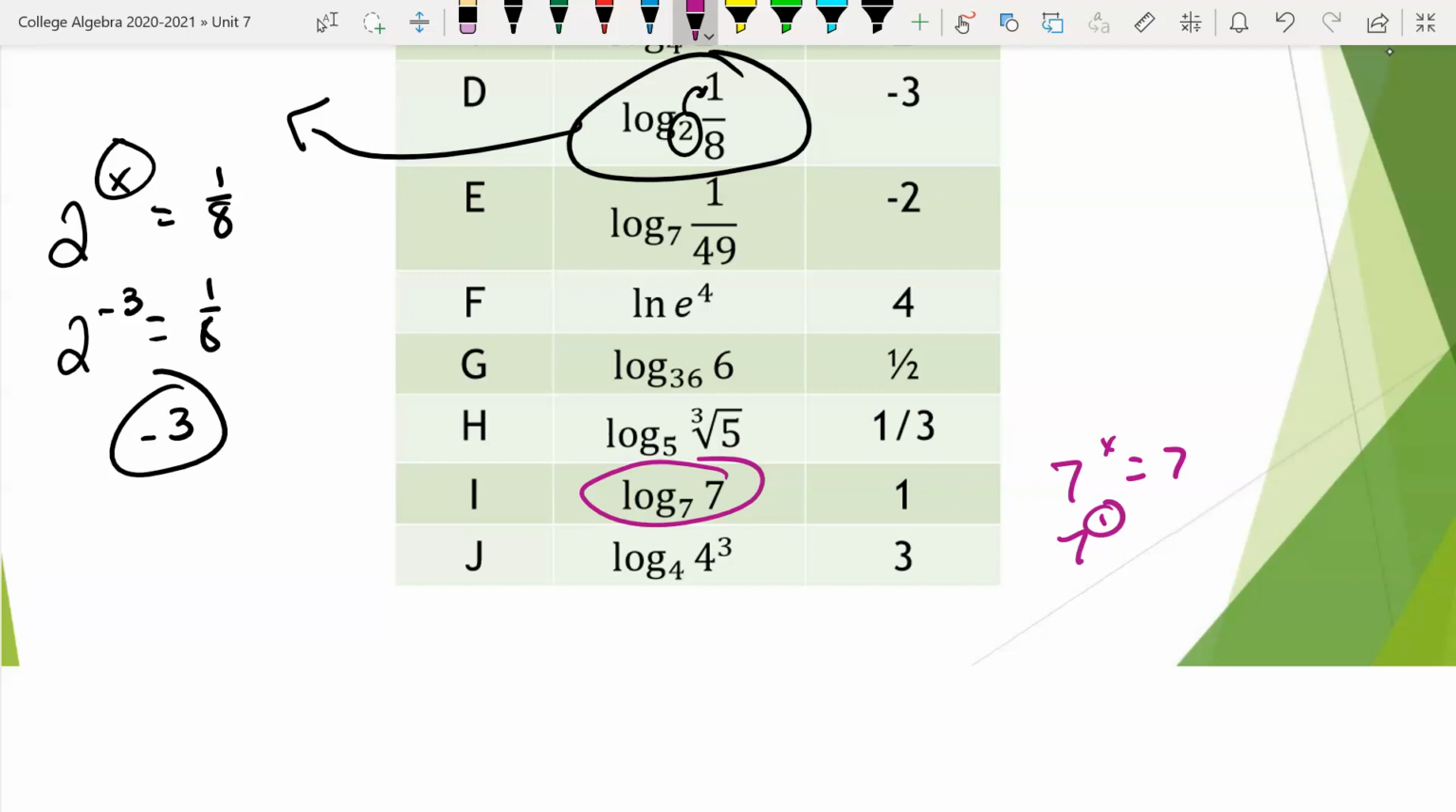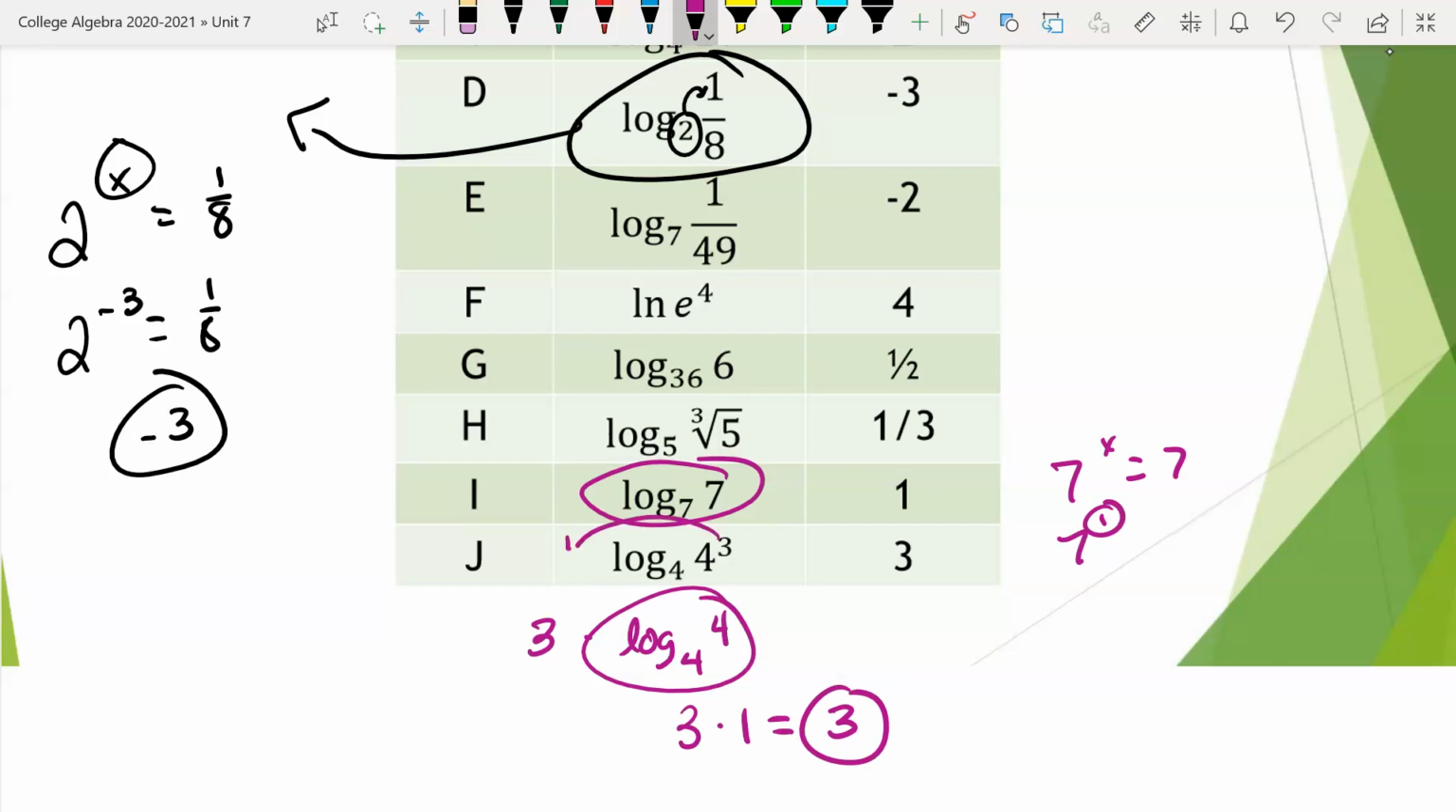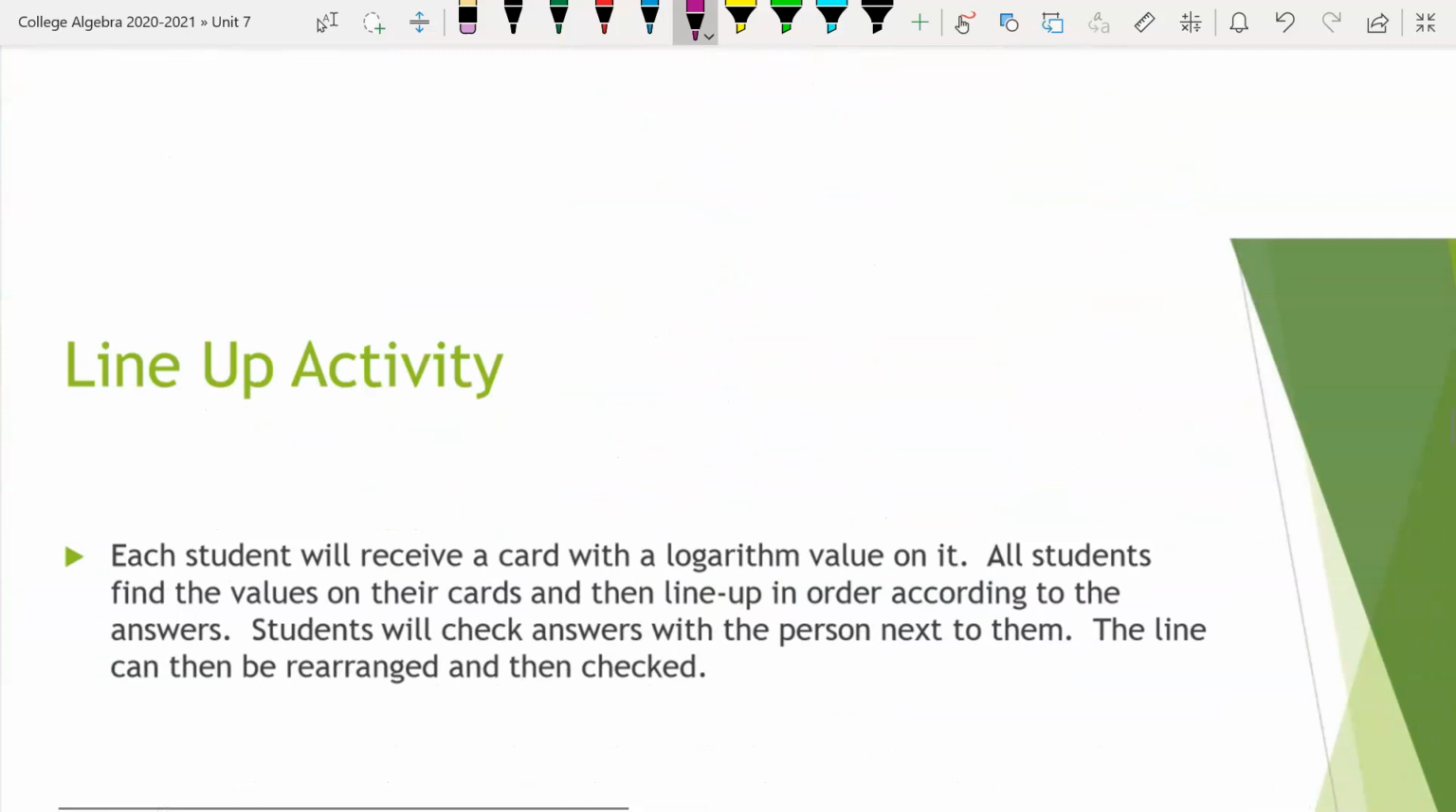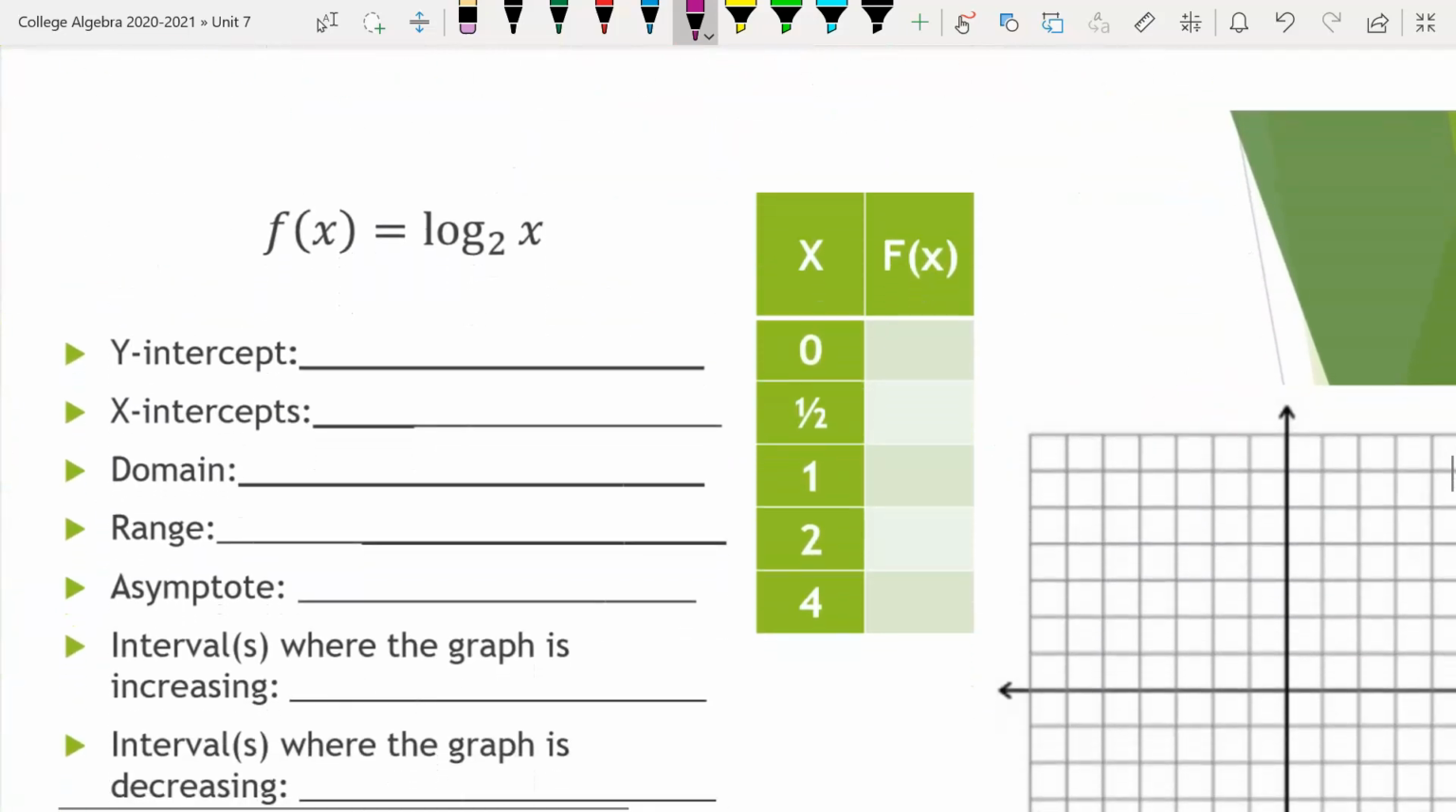If you have a log for the same base of 4, so this for example, it just turns into 1. So that's why it's 3. Okay, and the exponent's going to go out front. We're going to talk about exponent properties in the next lesson. So I'm not super worried about these as long as you can solve them.